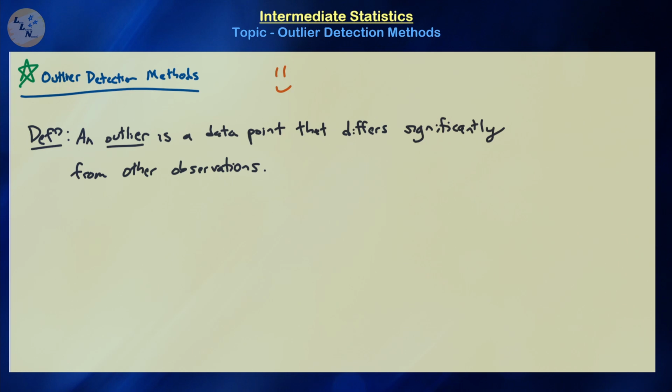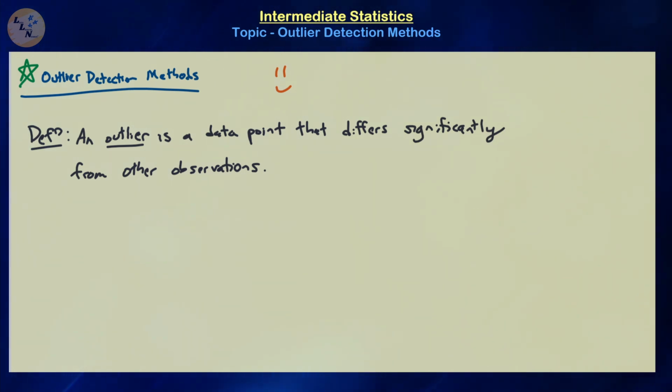In this video we're going to be revisiting a very common topic that is seen in all realms of statistics, and that is the concept of an outlier. We're going to be discussing what an outlier is and some common ways that people use to detect outliers.